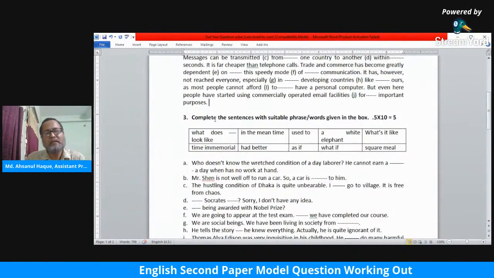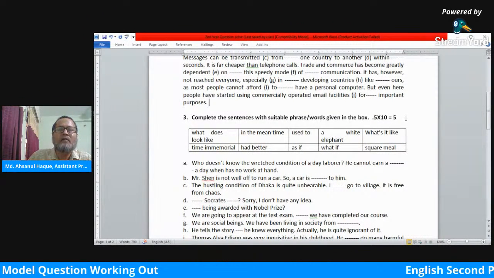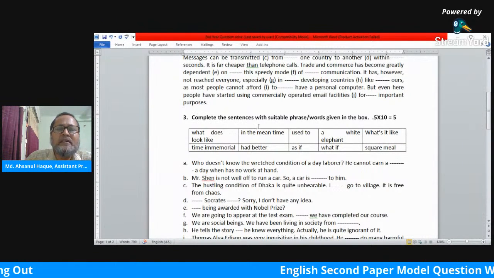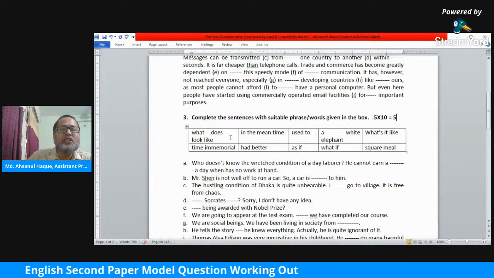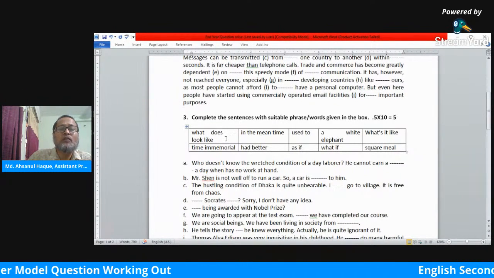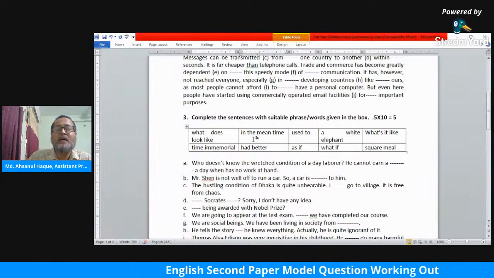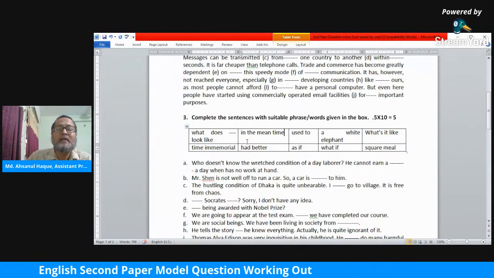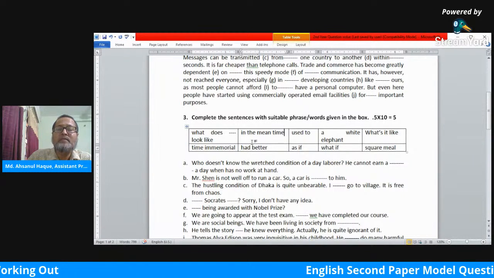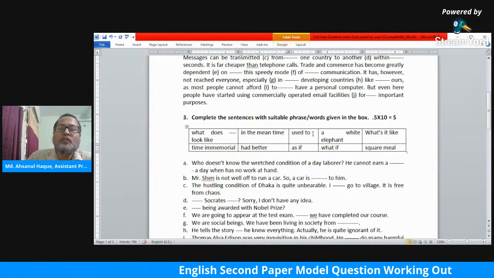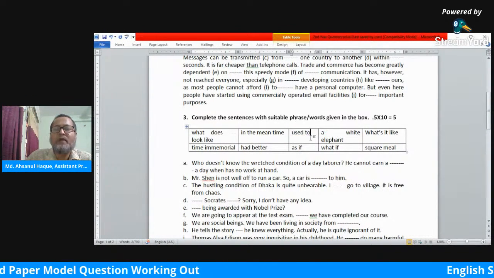Number three, I think it's a very easy question, because many times our Shanto sir has done this. Complete the sentences with suitable phrases or words given in the box. What does dash, what does subject look like? In the meantime means in a certain period of time, that is, now is the time before which something has happened. Used to, habituated to, used to, etc. It indicates past habit.